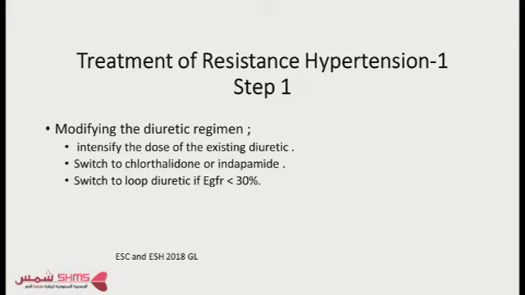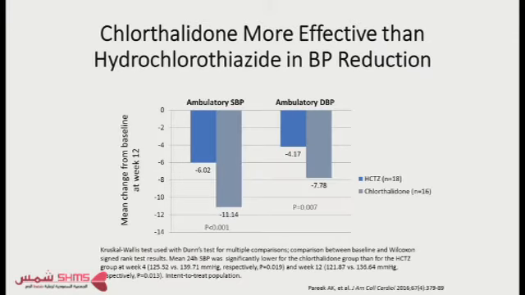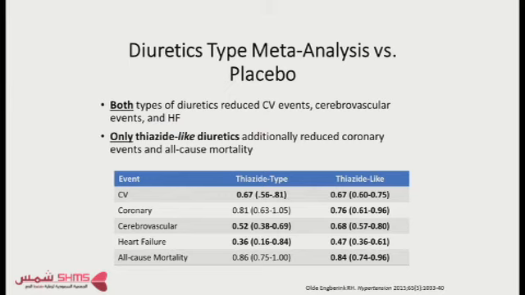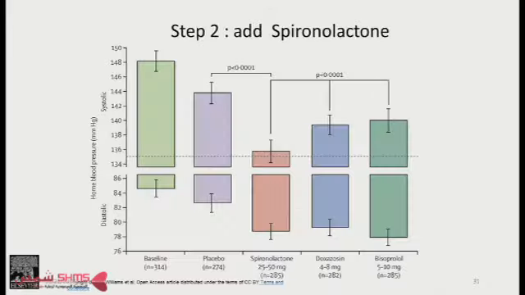What we can do as a first step is modify the diuretic regimen: intensify the dose of the existing diuretic, switch to chlorthalidone or indapamide, or switch to a loop diuretic. This is important to consider before starting the next step. This is based on evidence that chlorthalidone is more effective than hydrochlorothiazide in blood pressure reduction. And we have a meta-analysis showing that these thiazide-like diuretics probably have better benefit and protect patients from events.